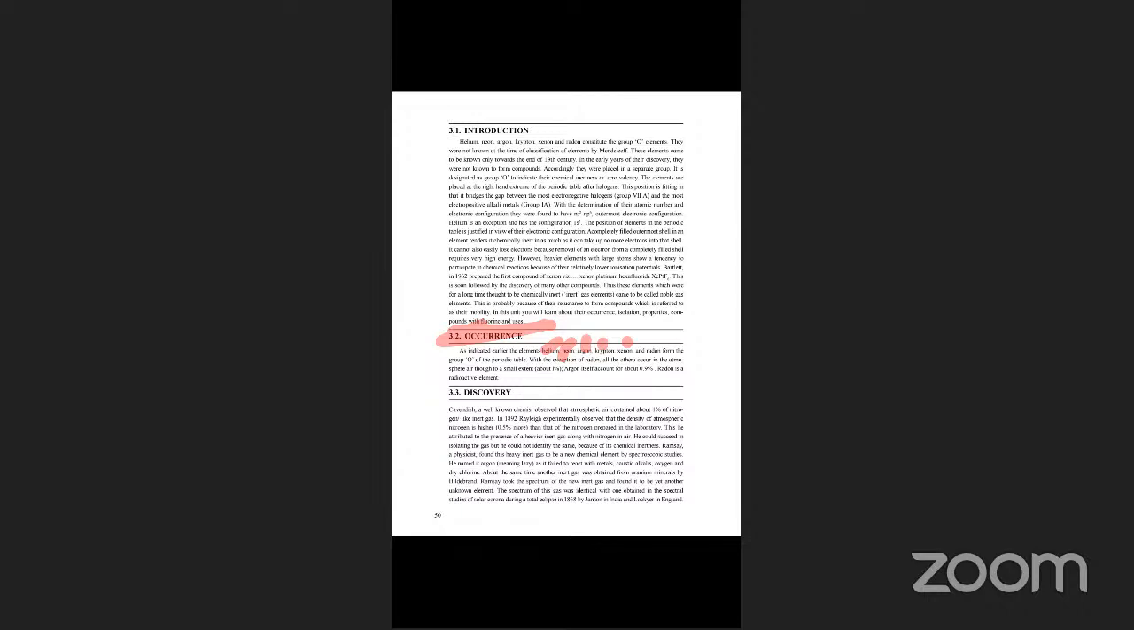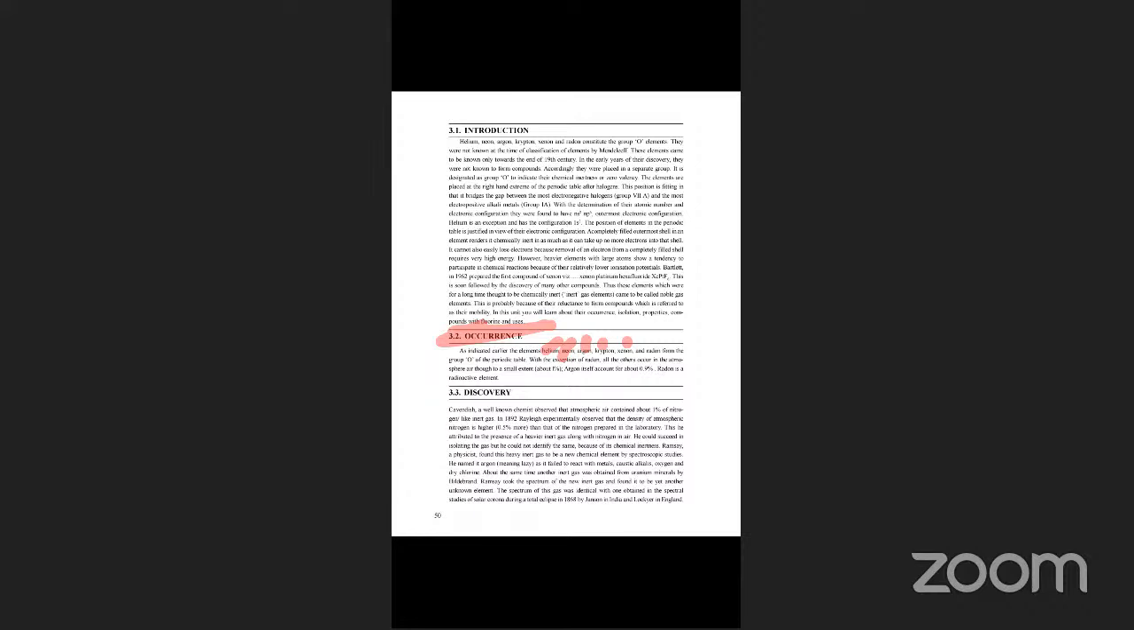Now the discovery. Cavendish, the well-known chemist, observed that atmospheric air contained about 1% of a nitrogen-like inert gas. In 1892, Rayleigh experimentally observed in his lab that the density of atmospheric nitrogen is higher than that of nitrogen prepared in the laboratory. He could succeed in obtaining the gas but could not react it with anything because of its chemical inertness.